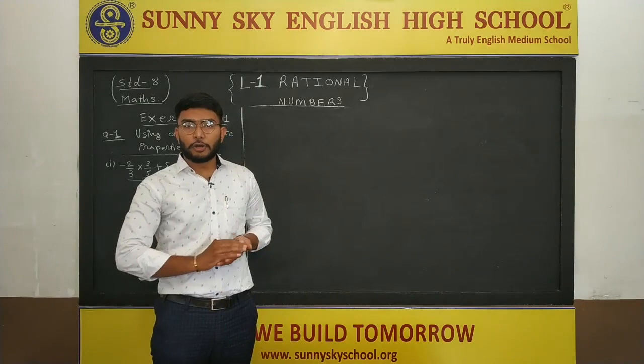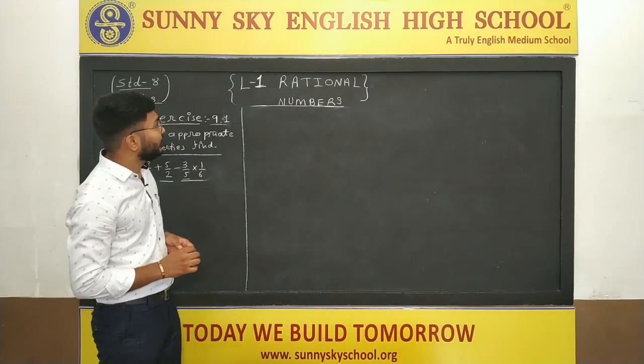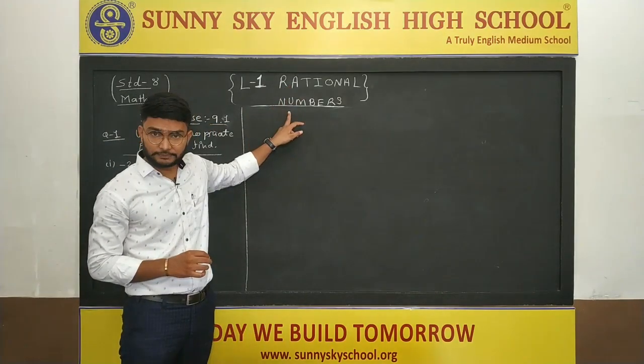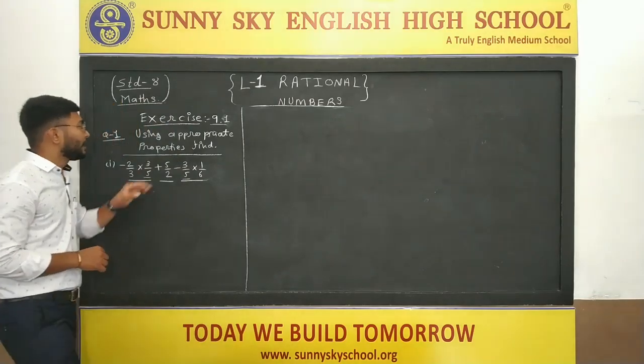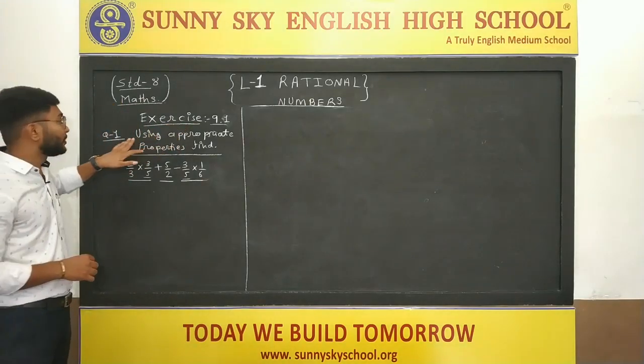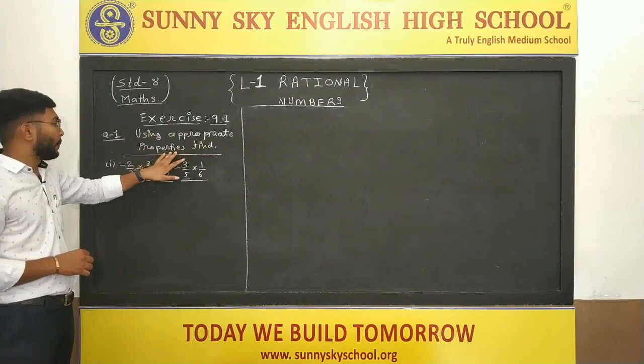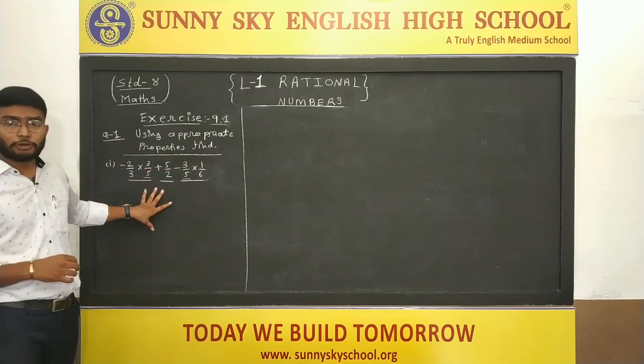In the previous video we discussed the introduction of rational numbers. Now today we have to start our exercise 9.1, question number 1. Using the appropriate properties, find the values of this question.